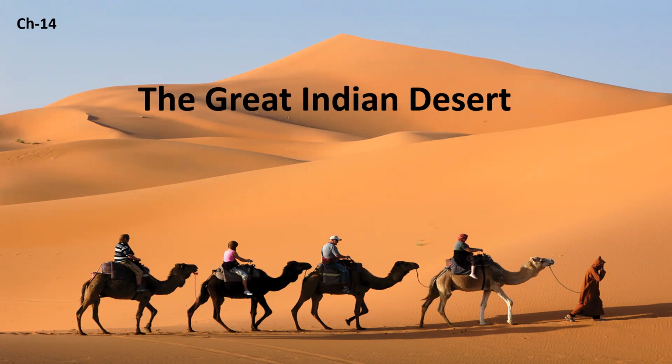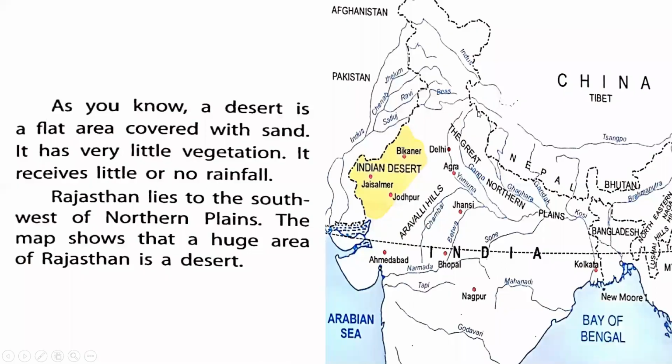Today, let's learn about the Great Indian Desert. Chapter number 14, The Great Indian Desert. As you know, a desert is a flat area covered with sand. It has little vegetation. It receives little or no rainfall.